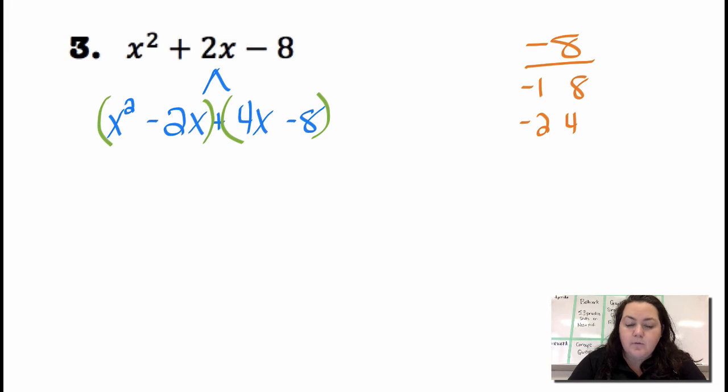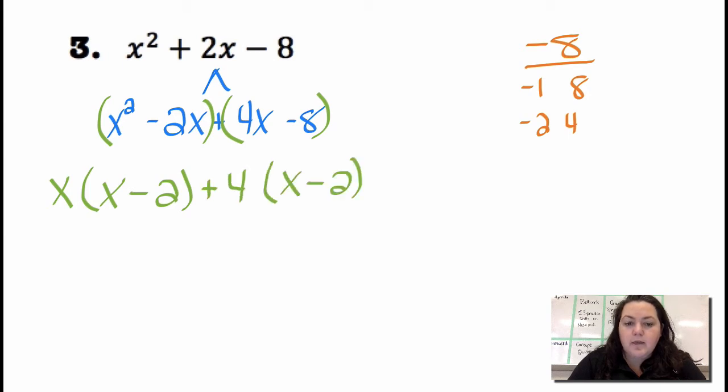In my first group, I can pull out an x. X goes into x squared, x times, and x goes into negative 2x, leaving me with a negative 2. In the next group, I can pull out a 4. 4x divided by 4 is going to leave me with the x, and 8 divided by 4 is going to leave me with a 2. So my factors are x plus 4 and x minus 2.